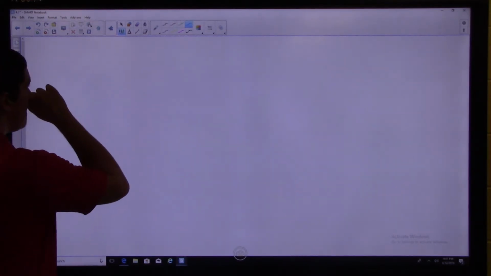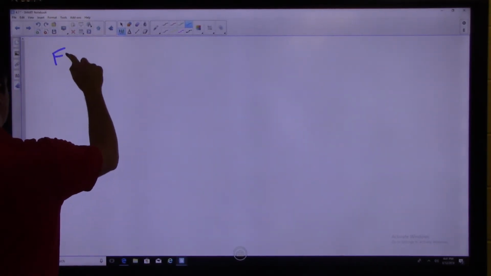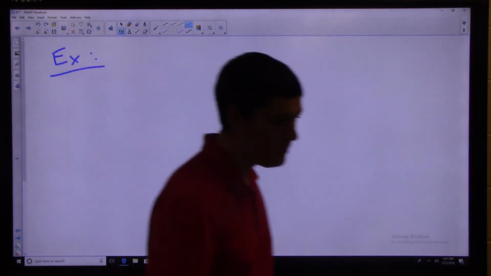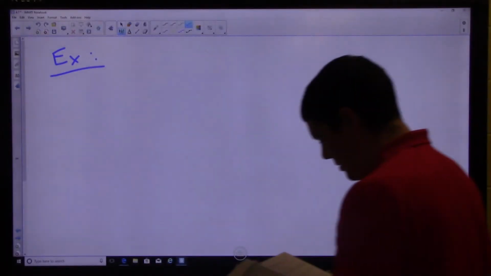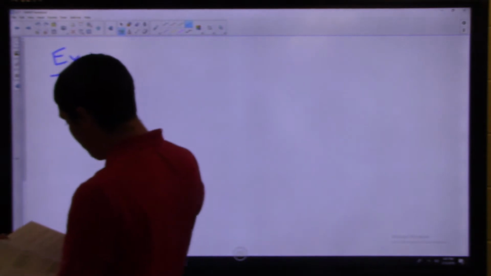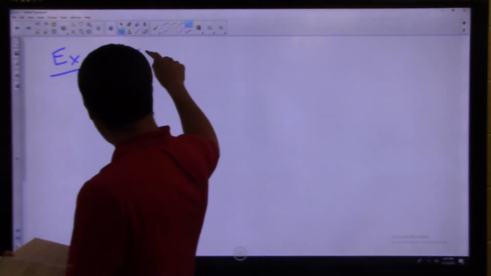Let's do. Here's my example. Let's do this here. All right, so we're going to find this exact value. So let me write this down.